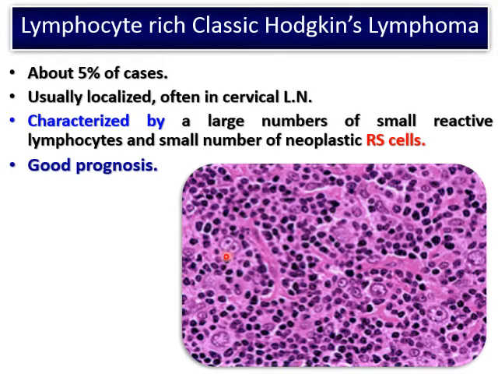We have in this figure a classic RS cell. We have also in this figure a mononuclear Hodgkin cell like this, and we have inflammatory background formed of normal reactive lymphocytes, which are predominant over the malignant RS cells. So this condition has good prognosis.